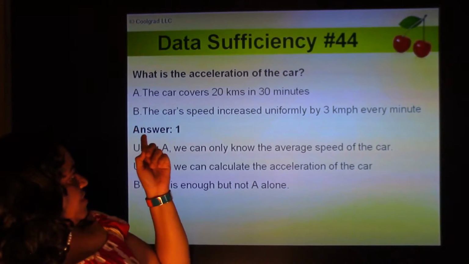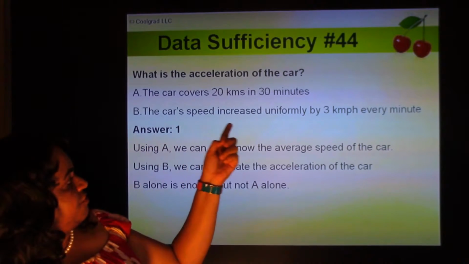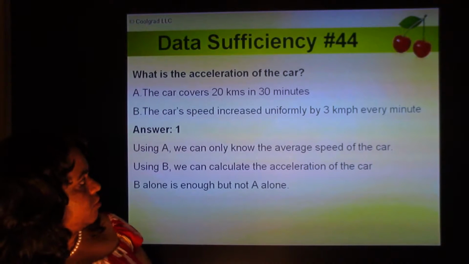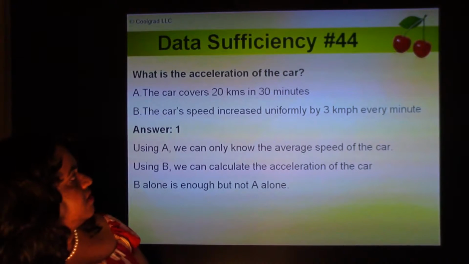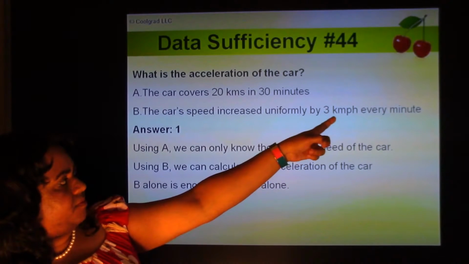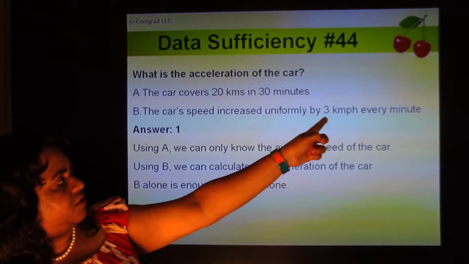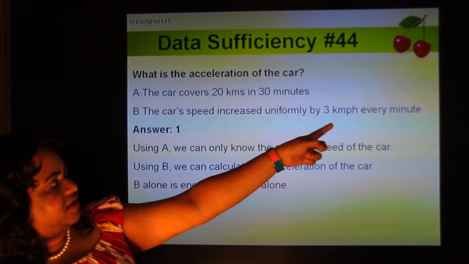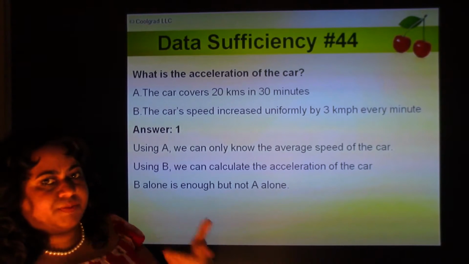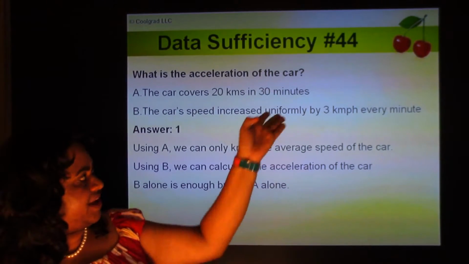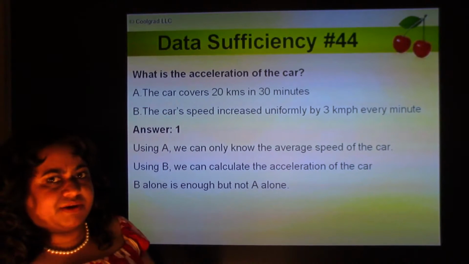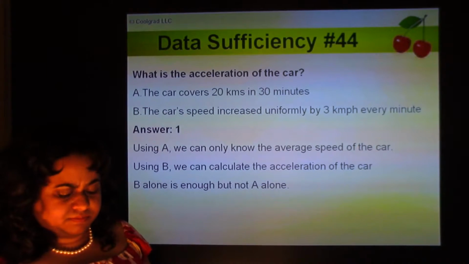And using statement B, the car speed increased uniformly by 3 kilometers per hour every minute. So clearly the acceleration is directly given here as 3 kilometers per hour, so it's like 3 kilometers per 60 minutes, divided by every minute. So speed divided by time is acceleration. So directly it gives you here. So statement B alone is sufficient. Pick option 1. But statement A alone is not sufficient.